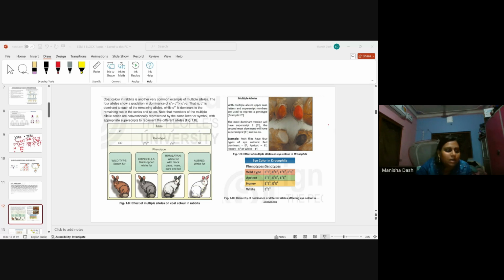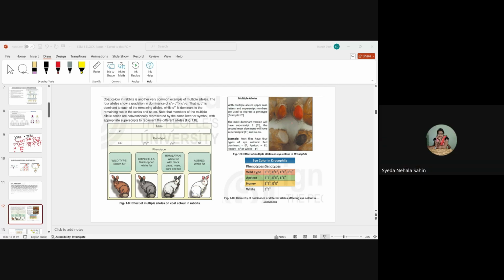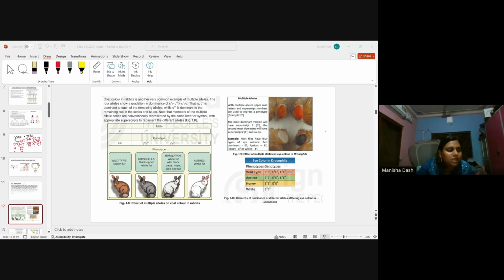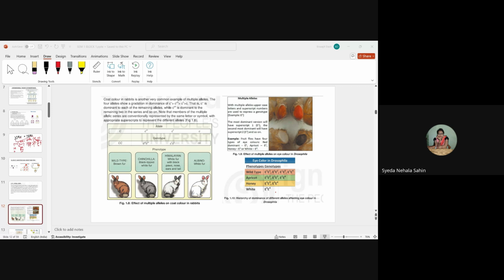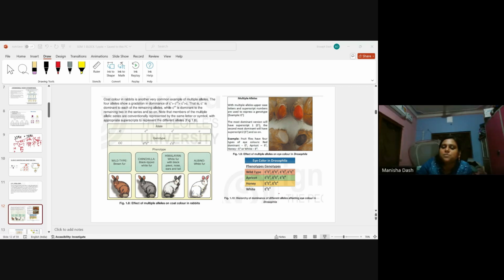Then you have the honey color. Then we have the white, or it is simply colorless, we can say. So here if you see, the E1 is controlling the wild type, and the E2 is coding for the apricot, then E3 for the honey color, and E4 is coding for the white color. So if you observe, how many genotypes are possible? 1, 2, 3, 4, 5, 6, 7, 8, 9, and 10. So this is a small tree to calculate the number of genotypes.